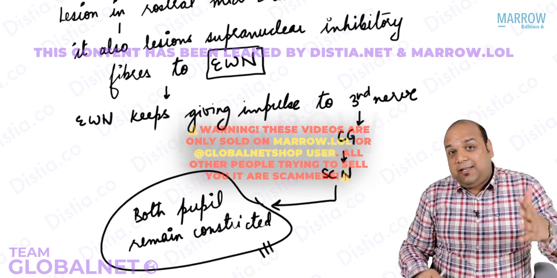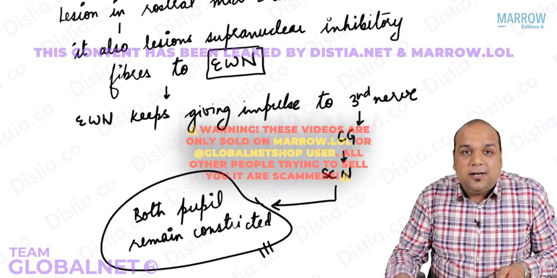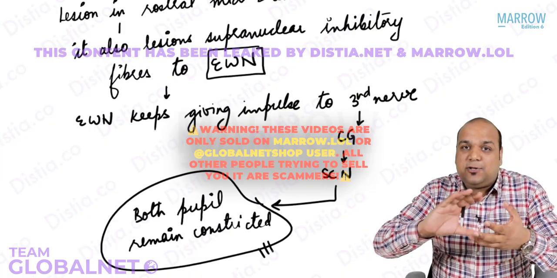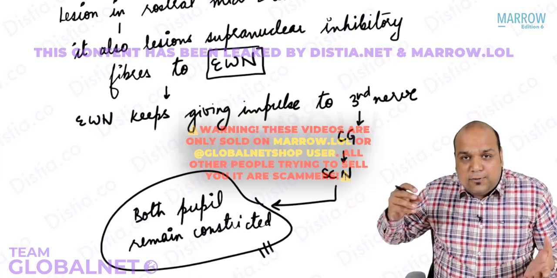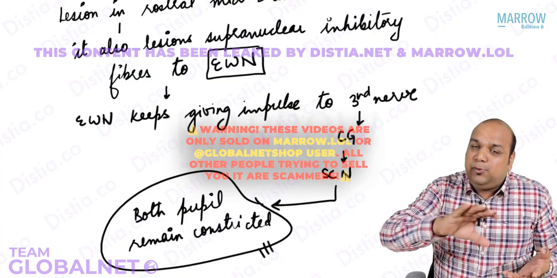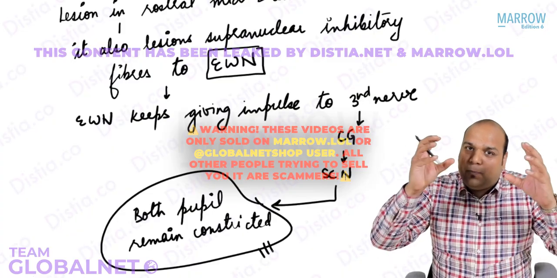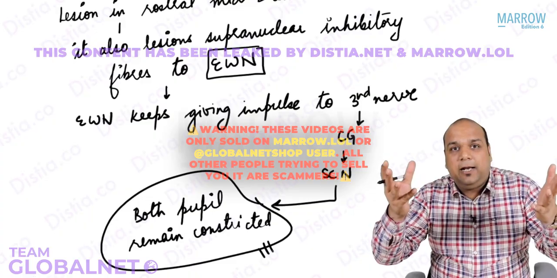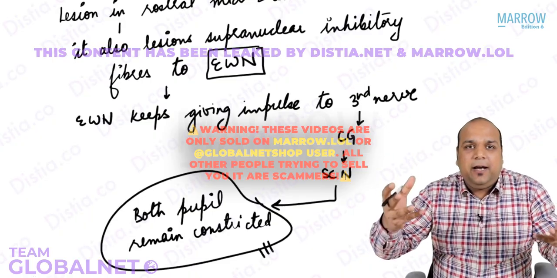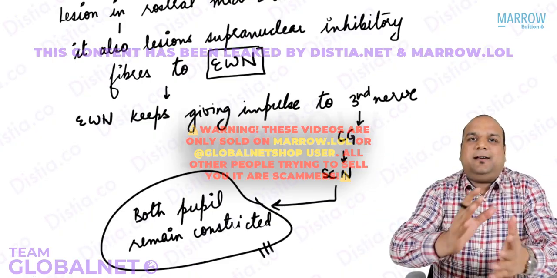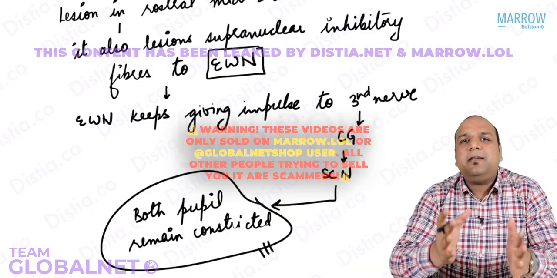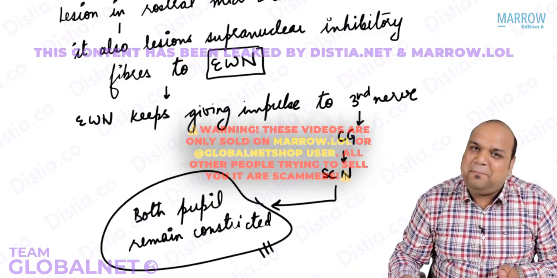So in actuality, though, it is a loss of constriction, but if you understand due to rostral midbrain, it is actually a loss of dilatation as well as constriction. Because of the continuous impulse generated by the EWN due to the loss of inhibition, everybody, pupils remain constricted. So neither are they able to dilate, and neither, if dilated, they will be able to constrict. It is a fixed pupil, we say, Argyll-Robertson pupil.